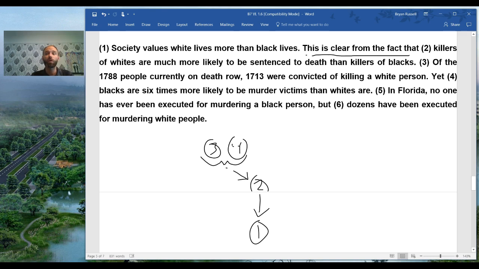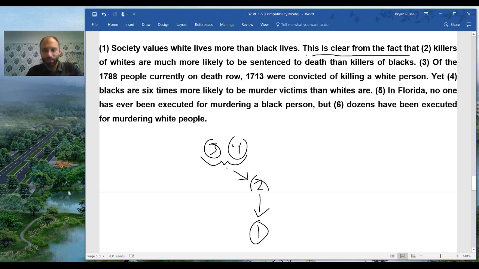For example, if you took away 3 and just had premise 4 leading to 2, it would say blacks are 6 times more likely to be murder victims than whites are. But that wouldn't tell us anything to support the number 2, that killers of whites are much more likely to be sentenced to death than killers of blacks. So together, those give a lot of support to number 2.